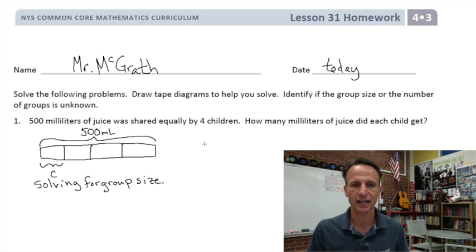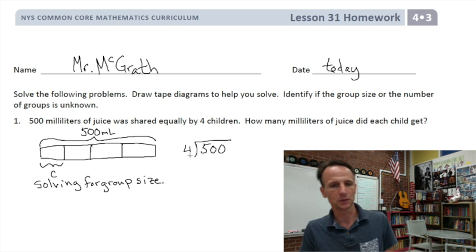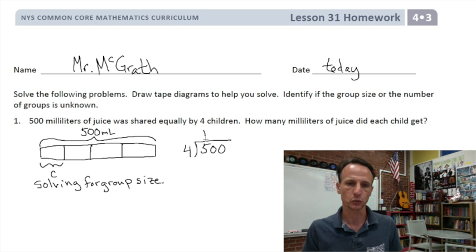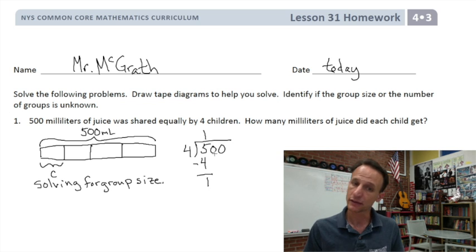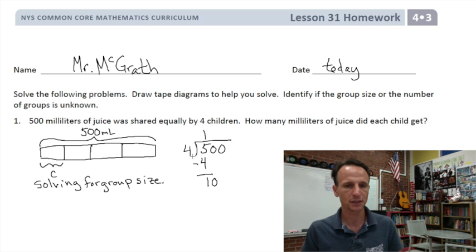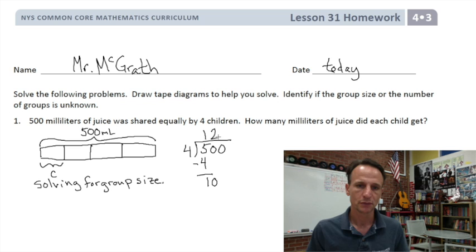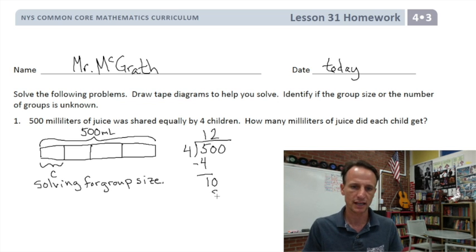So we have 500 milliliters. We can see from our diagram and just from our good old brains that we are dividing this among 4 children. So how many 4s in 5? Yep, there's 1 because 1 times 4 is 4. This is getting so easy now, isn't it? Subtract, you get 1. And now we have 0 tens to divide. Treat 0 like any other number, I keep telling you. How many 4s in 10? There are 2, because 2 times 4 is 8. When we subtract, we get 2.